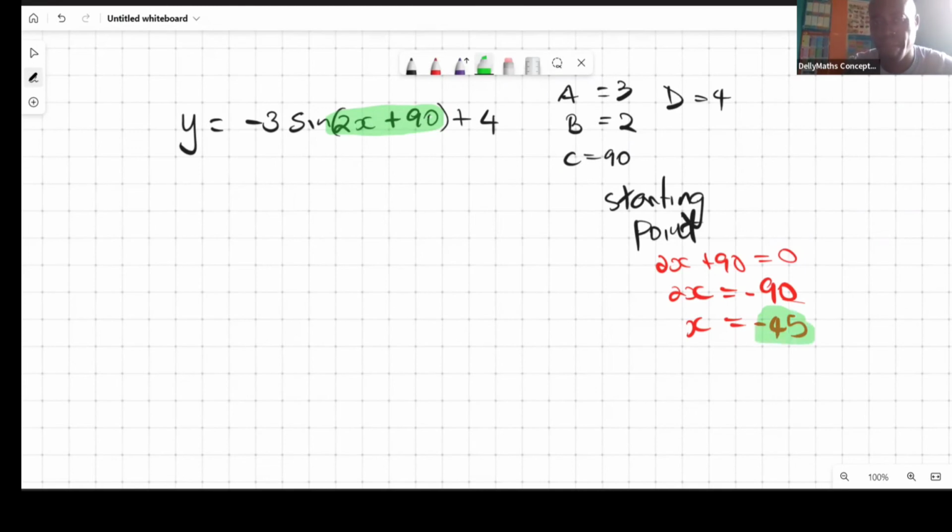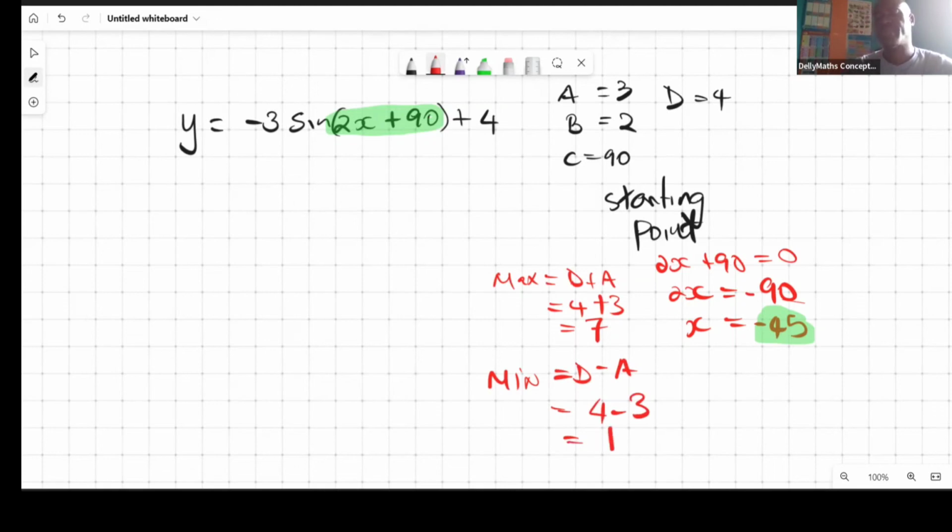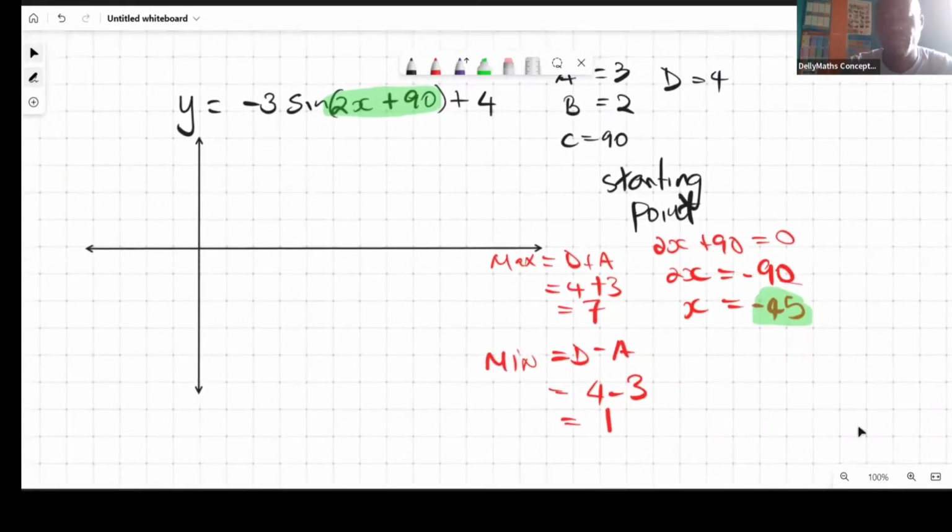We'll get there soon. What's going to be my max? My max is going to be my D plus A, and that is going to be 4 plus 3, we're going to go up to 7. My minimum is going to be my D minus A, and that's going to be 4 minus 3, and that's going to be positive 1. All right. So then we're going to set this ship to sail. All right, that should do it for now.